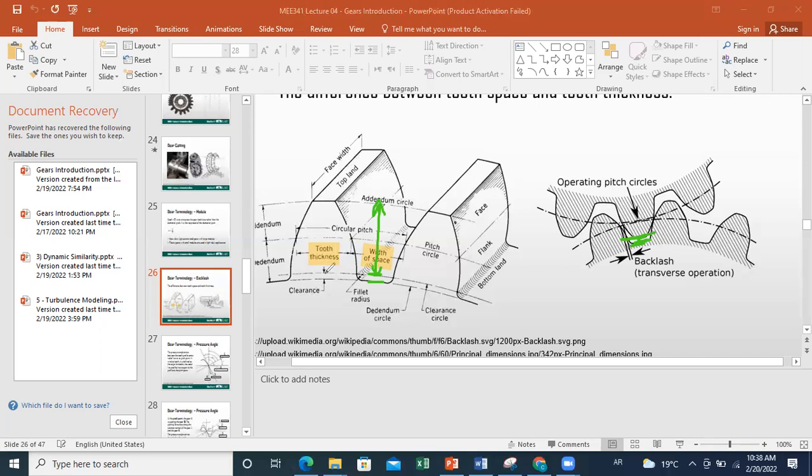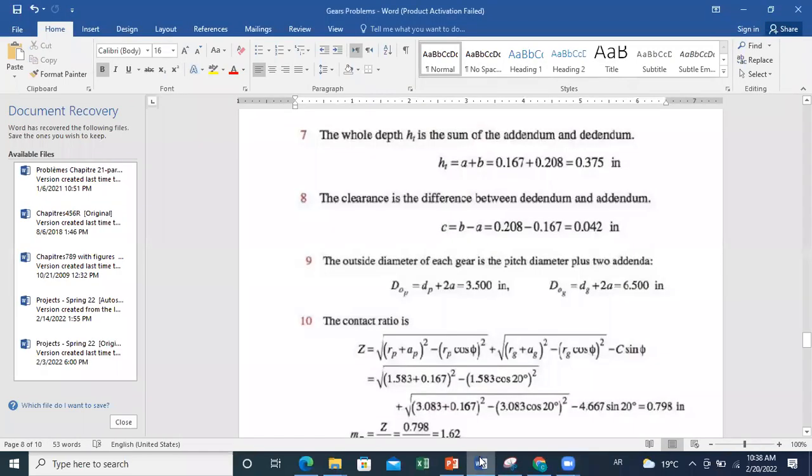So in order to calculate the clearance value, what we should do is just apply the formula. The clearance is simply the difference between the addendum and dedendum values, and the penetration depth, or the working depth, will be H minus C.